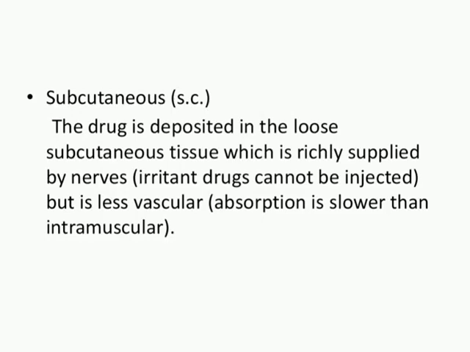So as a result, irritant drugs cannot be injected because it is richly supplied with nerves, and the absorption is slower than intramuscular route. Why? Because this particular tissue is less vascular, right? And only small volumes can be injected through subcutaneous route. Self-injection is possible in this particular case, right? And this route should be avoided in shock patients who are vasoconstricted, right?